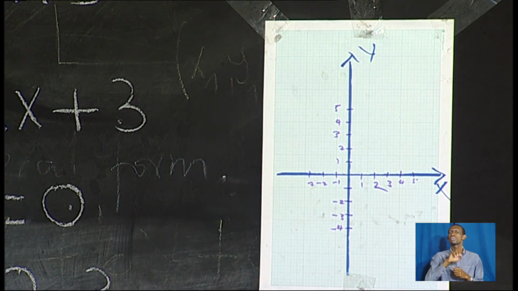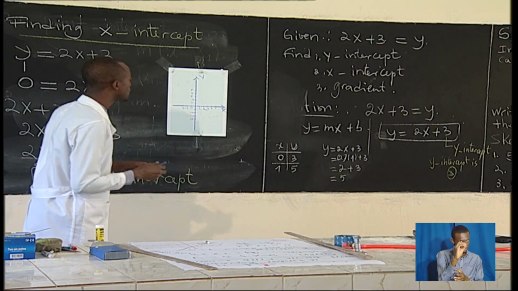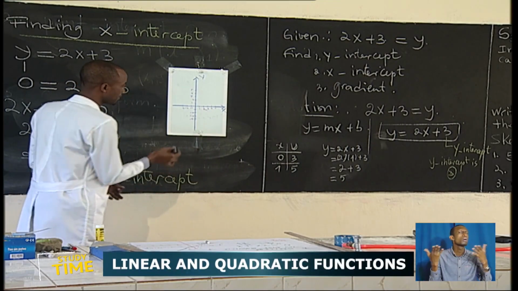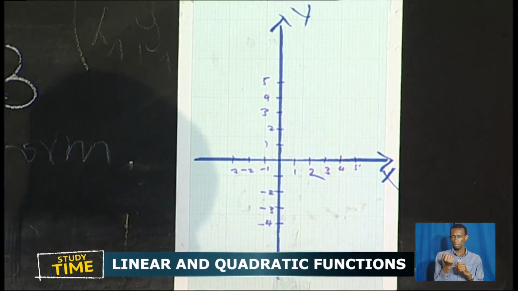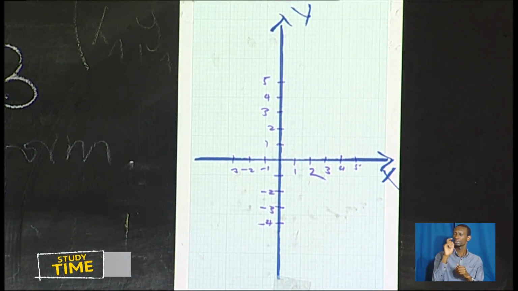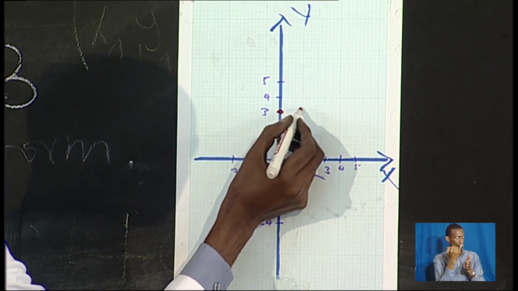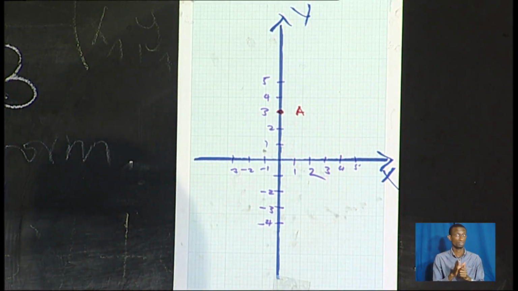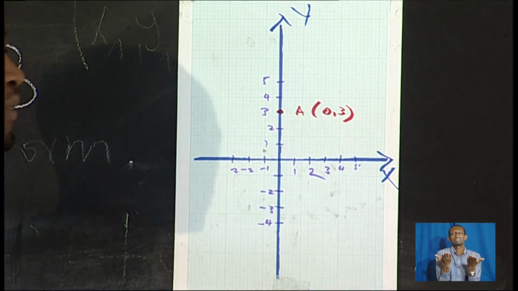We have point number 1. Point number 1 has the coordinates 0 and 3. How can we show that point on our graph? We have 0 on x and 3 on y. Let me use a different color. This is point number 1, and you can even name them. You can say my point A is given by 0 and 3.